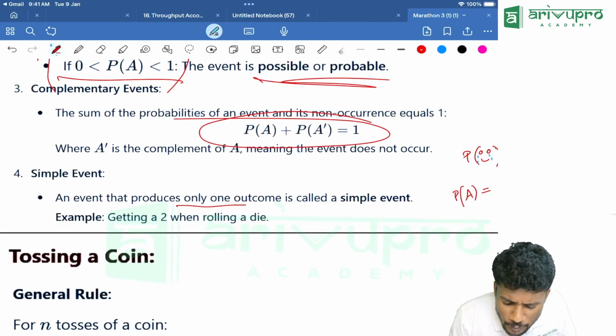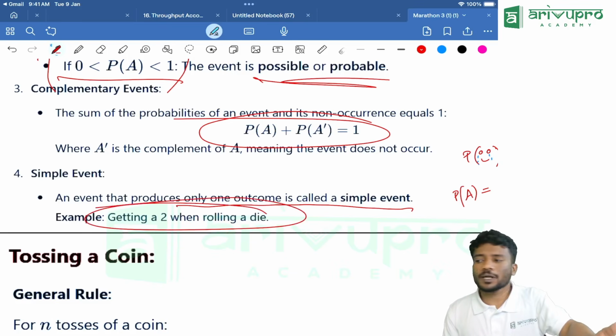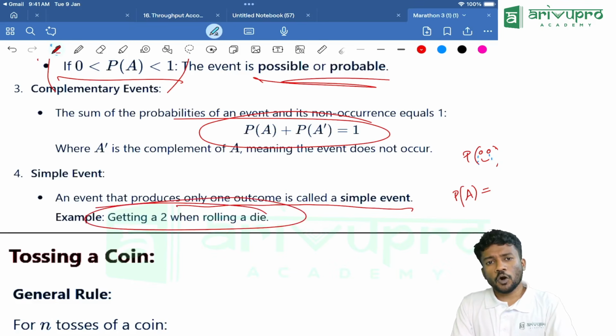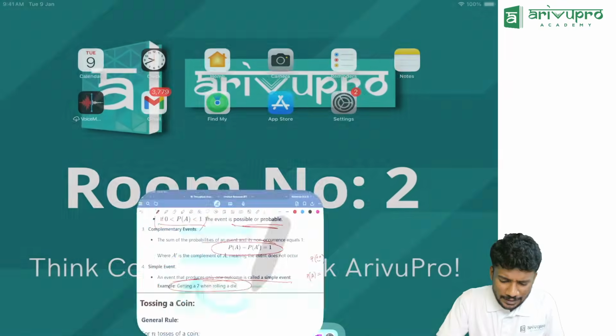Okay, now simple event. An event that produces only one outcome is called a simple event. Example, getting a 2 while rolling a die. Now I'm asking you a question. Rolling a die, in total how many possibilities are there? Rolling a die. You know what a die is?